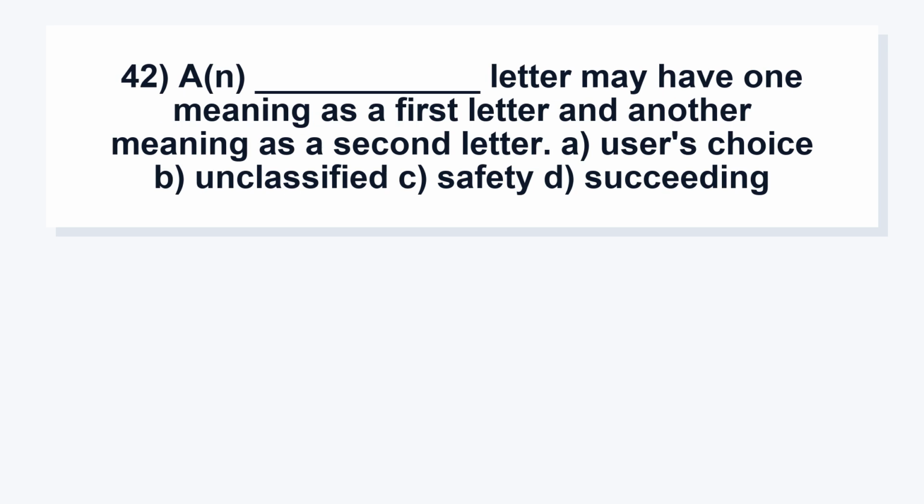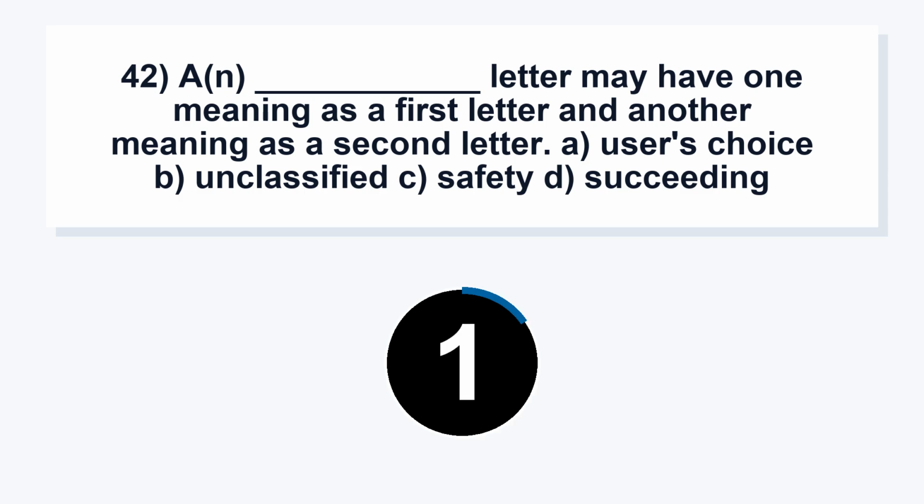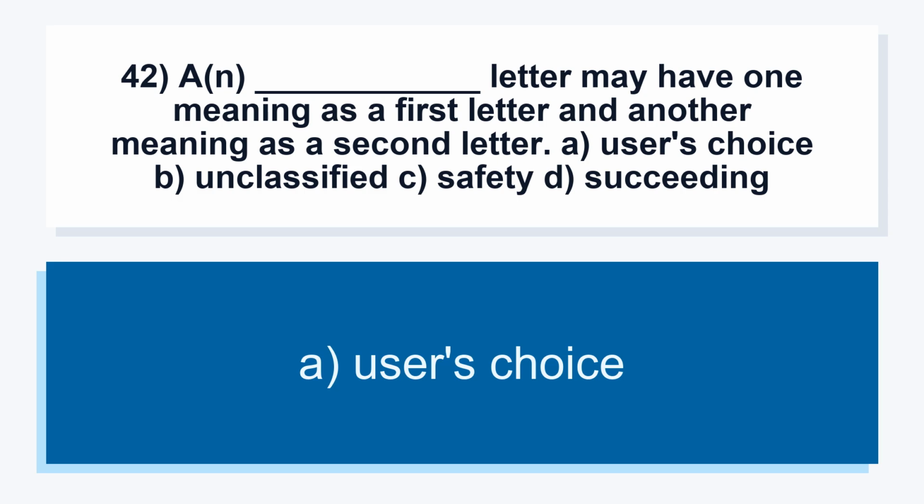42. An N blank letter may have one meaning as a first letter and another meaning as a second letter. A. User's choice. B. Unclassified. C. Safety. D. Succeeding. A. User's choice.